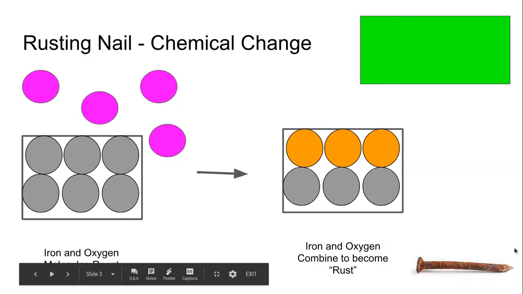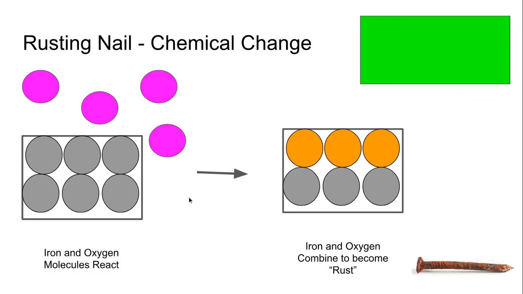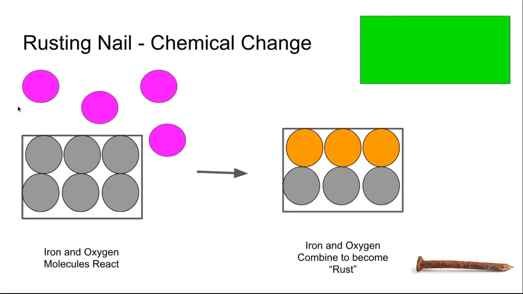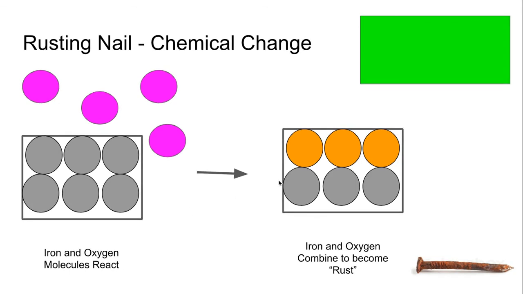So, for example, a rusting nail. If I have a rusting nail on the bottom here, it's a chemical change because there's a color change. Well, here on the left, I have iron, which are these gray molecules, and oxygen, which are these pink molecules. When iron gets wet, a chemical reaction happens with the oxygen in the atmosphere. Maybe your teacher did an example of this with the rusting steel wool. After a while, the oxygen and the iron combine together to make rust.